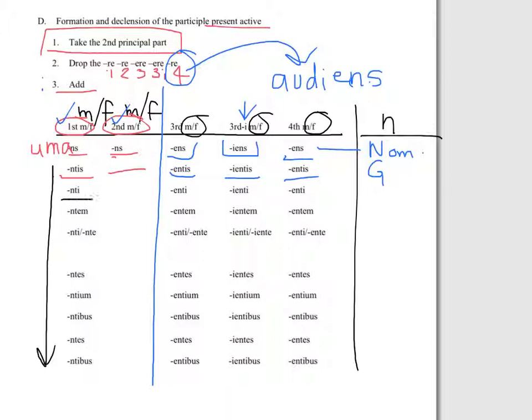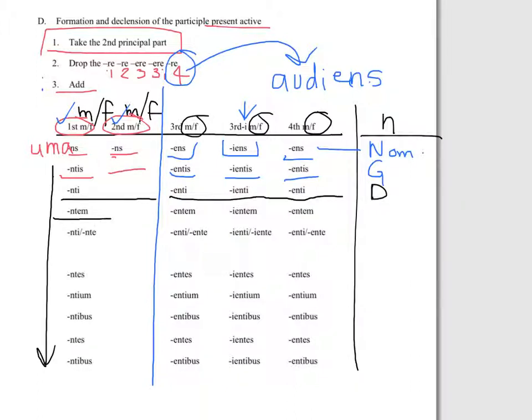Then the dative is -nti, or -nti, or -enti, -ienti, or -enti. That's your dative. Slight differences between them, but still worth noting and memorizing.